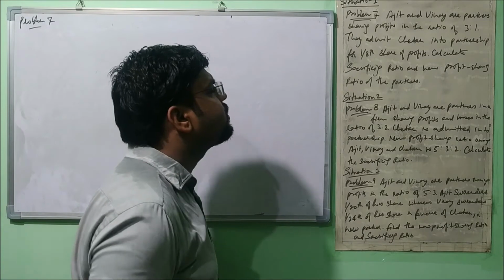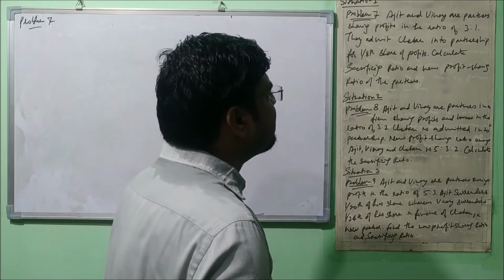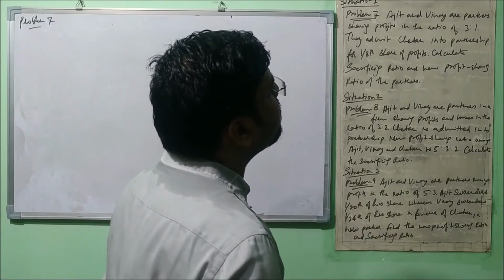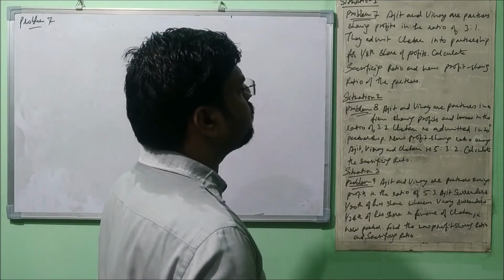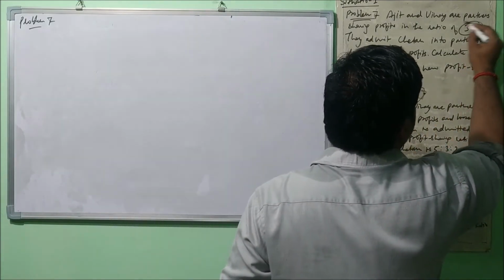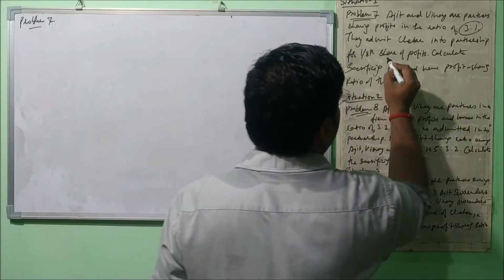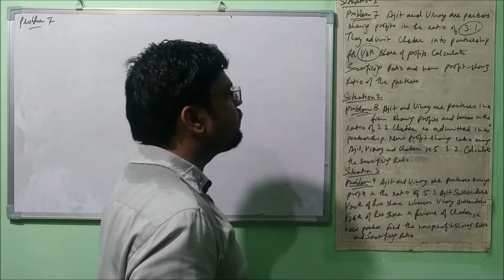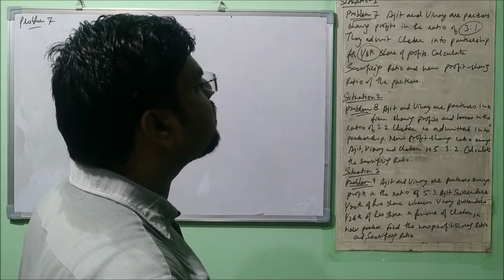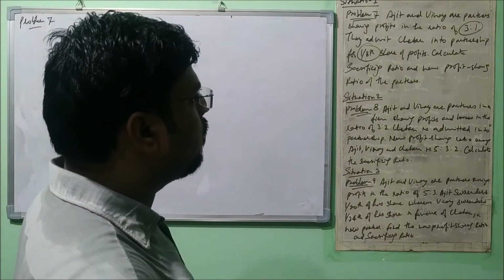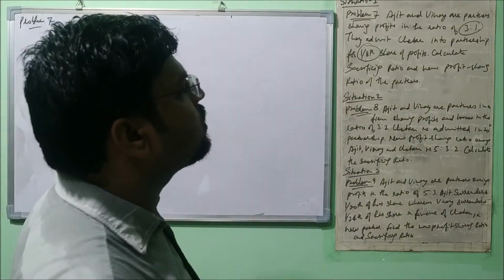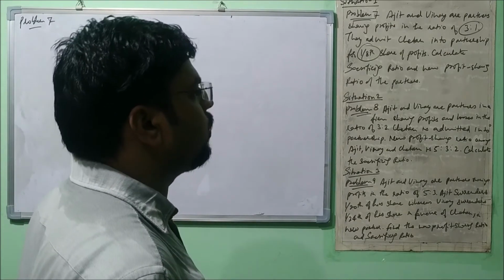So I have done the questions here. I just read problem number 7. Ajit and Vinay are partners sharing profit in the ratio of 3:1. That is the old ratio. They admit Chetan into partnership for 1/8 share of profit. So the new partner's share is also given. Calculate sacrificing ratio and new profit sharing ratio. So the details related to the sacrifice are not given. We'll have to calculate.